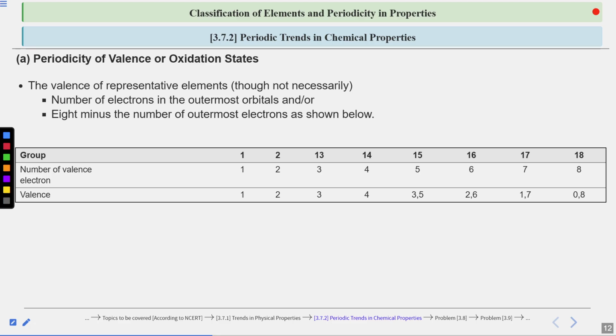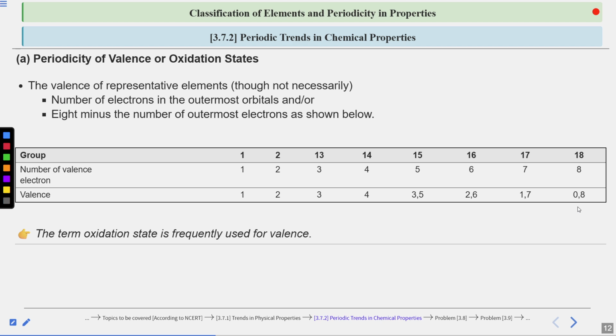Similarly, for the 16th group, two values are possible. One is 6, that is directly the number of electrons, and second is 8 minus 2, which is 6. Similarly, for the 17th, it is 1 and 7. For group 18, it is most of the time 0. Most of the time it is taken as 0. But in some cases, it will be 8. We will consider that case in the chemical bonding chapter in the upcoming sessions. I guess this valence point is clear to you. How do we calculate valency? We know it very well. We have studied about it in the previous classes also.